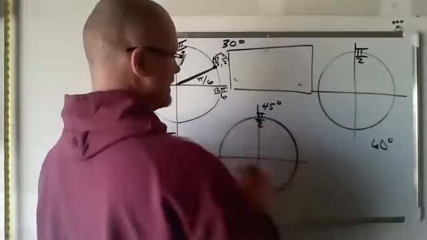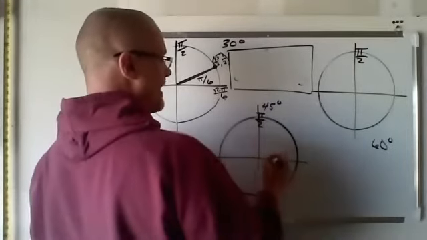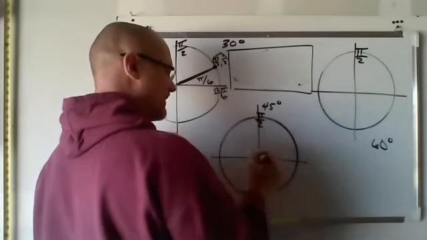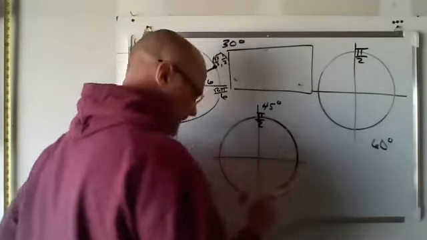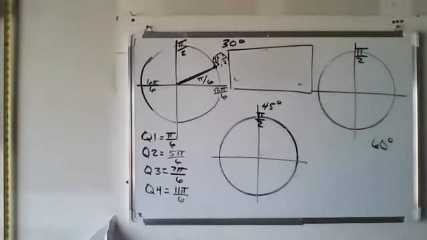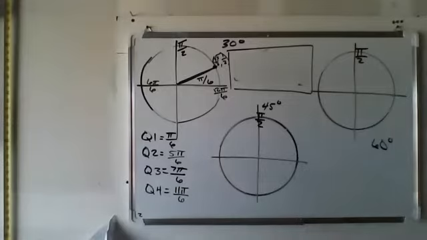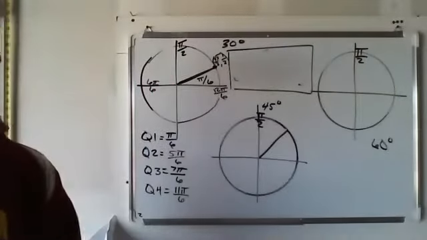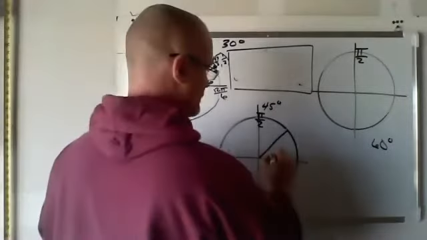All right, so we're going to look here. 45 degrees, well, that's half of 90, and 90 is pi over 2. So I can go half of that angle. So half of pi over 2 is pi over 4.